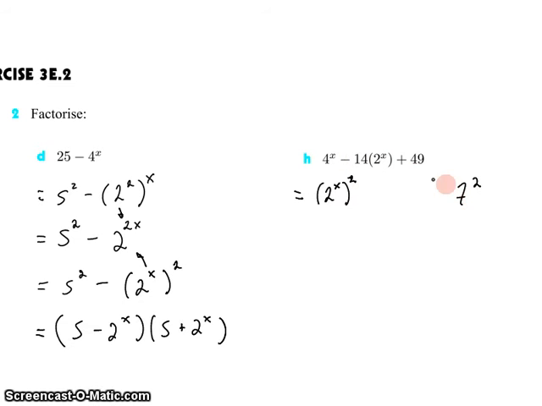Oh, but what do you know? 7 goes into 14 twice. So that's 2 times 7 times 2 to the x. And this is perfect squares. I have 2 to the x squared, 7 squared, and 7 times 2 to the x times 2. That gives me 2 to the x take 7 squared, just utilizing perfect squares.